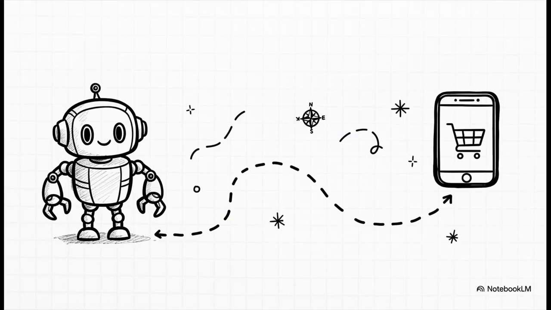So to make this really tangible, we're going to follow a little AI agent I've decided to call Clawbot. Its mission sounds simple, but it's actually pretty complex. Navigate the messy world of online shopping and find the perfect new smartphone. And by following Clawbot on its journey, we're going to uncover all the fundamental pieces that make these agents tick.